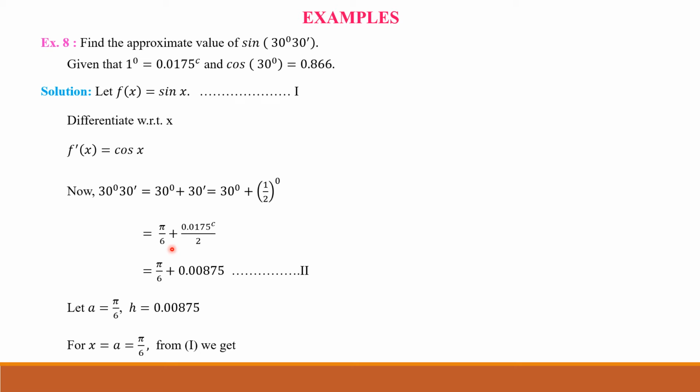30 degree in radian, that is pi by 6, plus. We know that given 1 degree equals 0.0175 radian. Putting these values, 1 divided by 2 equals pi by 6 plus. Simplifying we get 0.00875, denoted by equation 2. Here the number 30 degree 30 minutes. Here A is 30 degree in radian, that is pi by 6. h is 1 by 2 degree. Simplifying we get h equal to 0.00875.